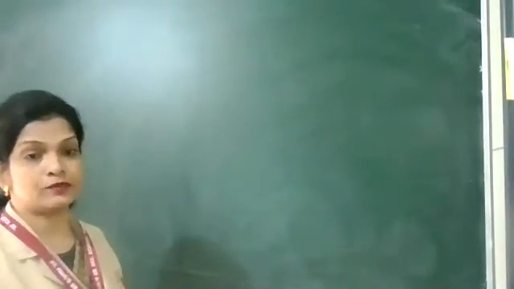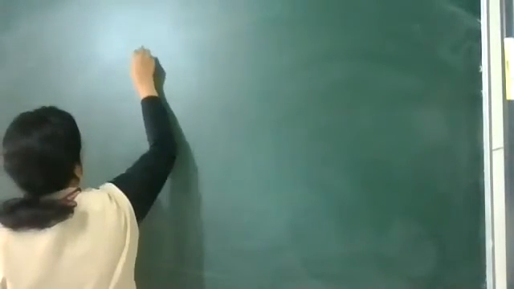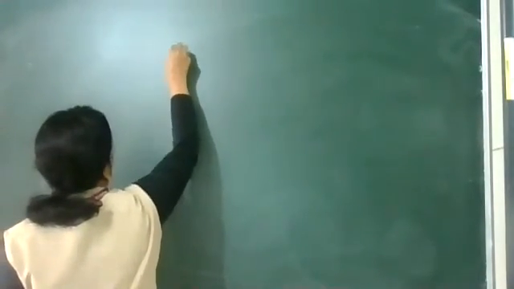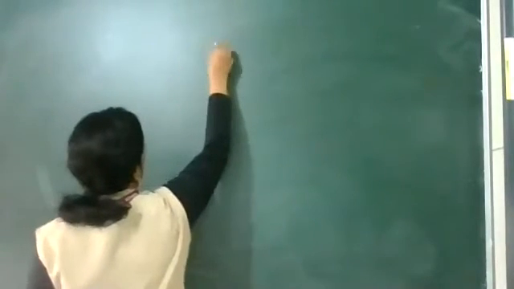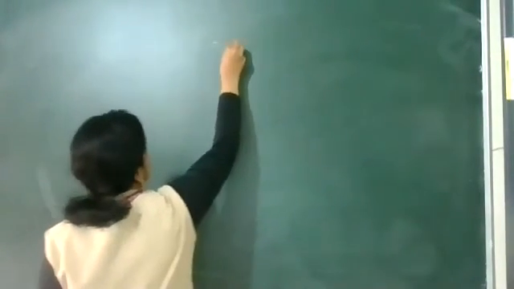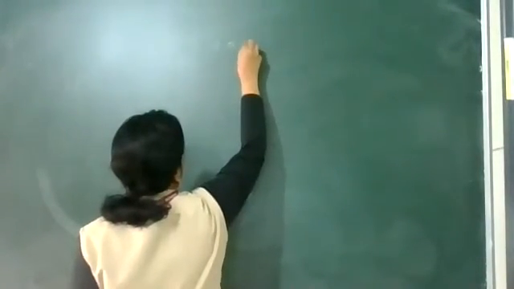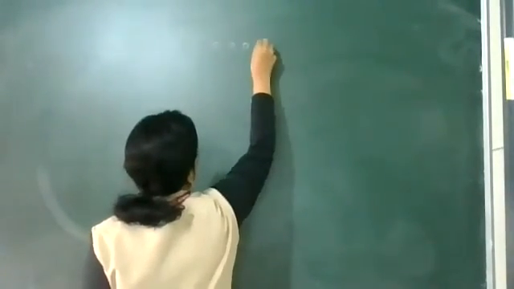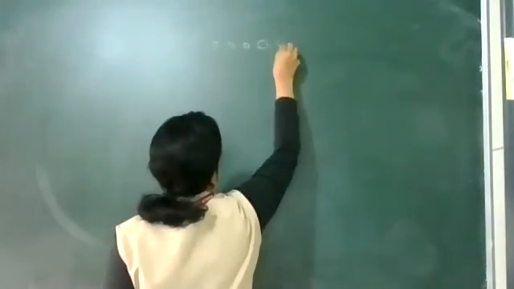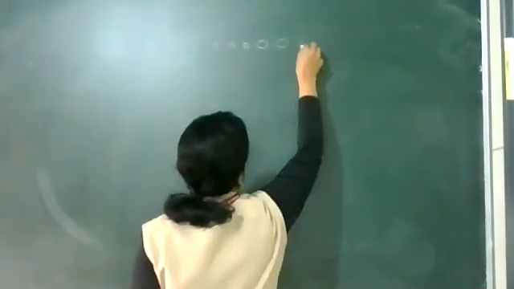Different transition elements yesterday we saw: scandium to zinc, yttrium to cadmium, and platinum to mercury. Coming to the sizes: scandium, titanium, vanadium, chromium, manganese, iron, cobalt, nickel, copper, zinc.